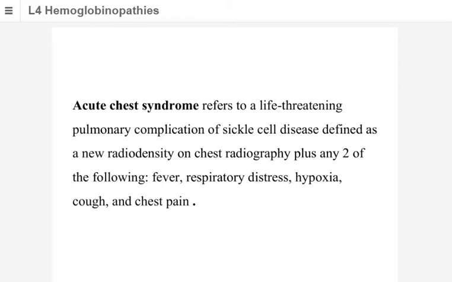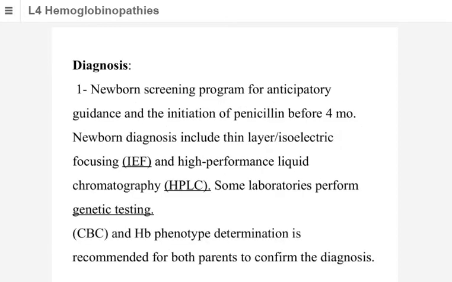Acute chest syndrome refers to a life-threatening pulmonary complication of sickle cell disease, defined as a new radio-density on chest radiography. It means we take a chest X-ray and look for a new radio-density patch, plus any two of the following: fever, respiratory distress, hypoxia, cough, and or chest pain.